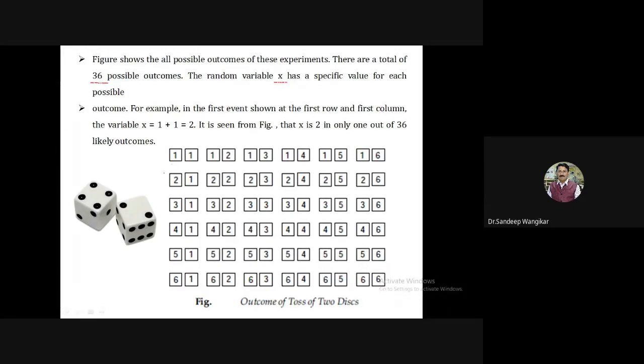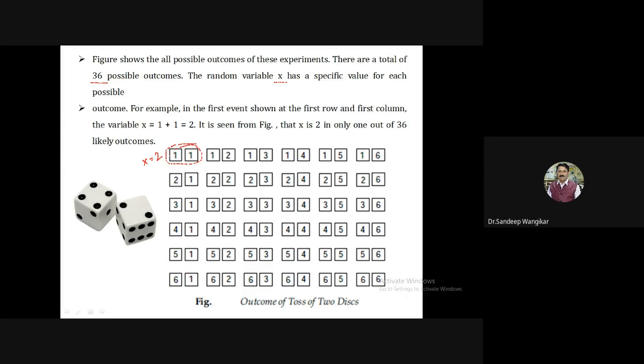For example, in the first event shown at first row, first column, the variable x is equal to 1 plus 1. See, this combination is taken. Both the cubes will show 1 and 1. So for this, your x will become 2. Then we have to check how many times x is 2 out of these 36 likely outcomes. So this is the simple experiment, and we will now analyze this table.